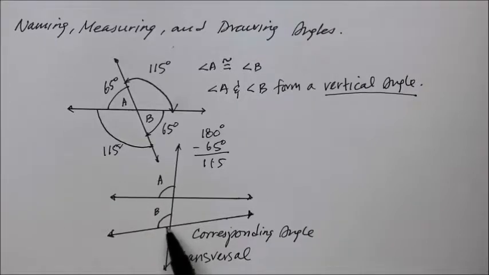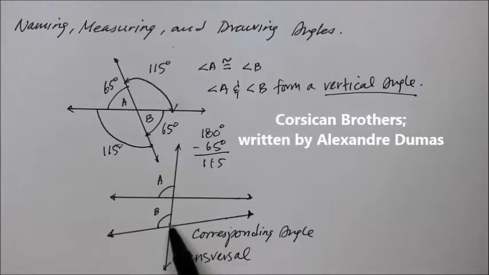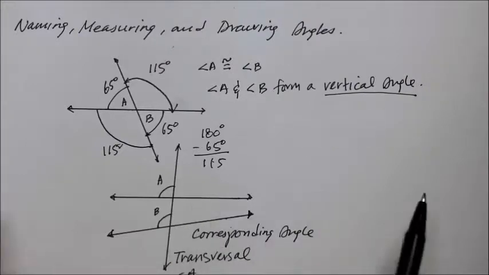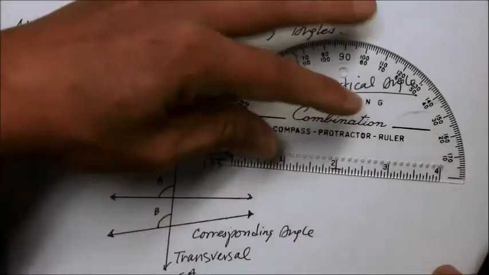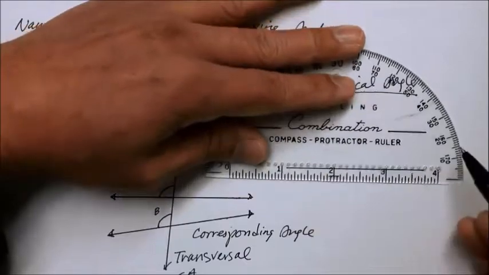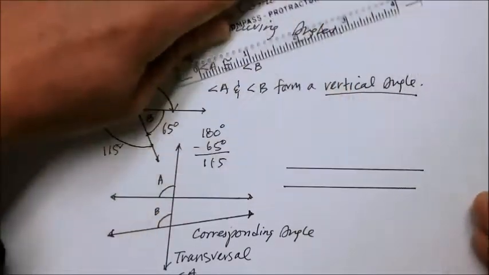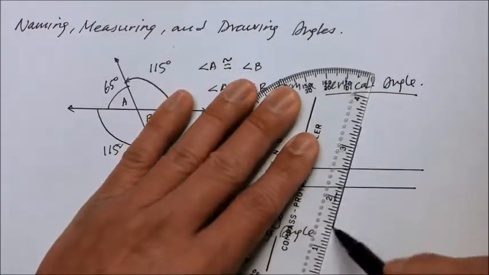It's kind of like a Corsican brother, if you know about that story, where one brother, if he feels pain on one side of the rib, his twin brother will feel the same exact pain on that same spot. So that corresponding angle is also true if you were to have a set of parallel lines intersected by a transversal.